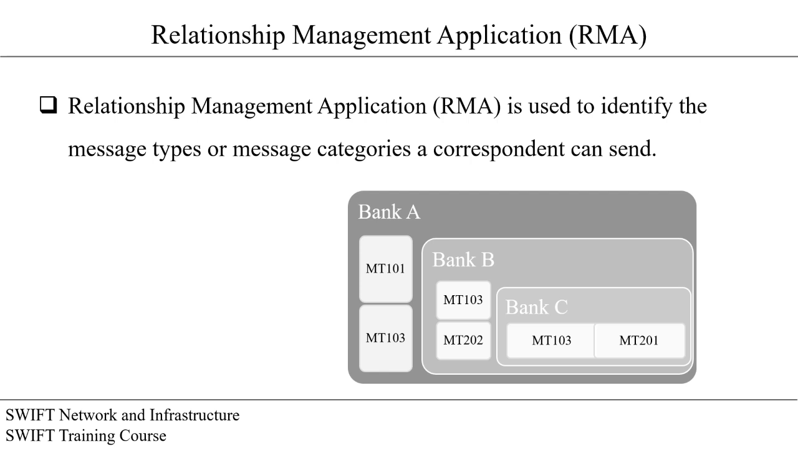Simultaneously, Bank A could also receive an MT103 and an MT202 from Bank B, and Bank A could also receive an MT103 and MT201 from Bank C. If they were to receive any messages that are not specified in the RMA, such messages will be rejected by Swift because they don't have that RMA in place. All right, so that's how RMA works.